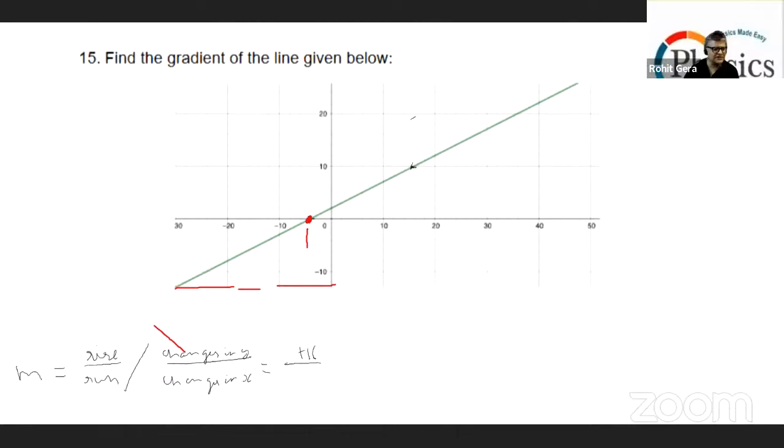How much is your rise from this now? How much is my rise? It goes from 0 to 16, that is the rise. No. Where should I mark it? At 16.